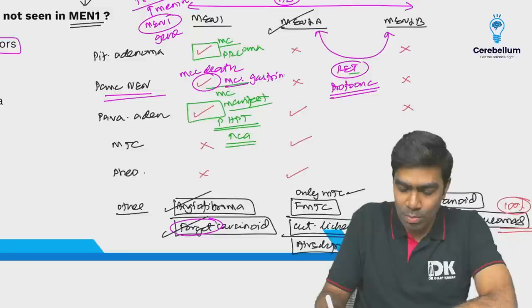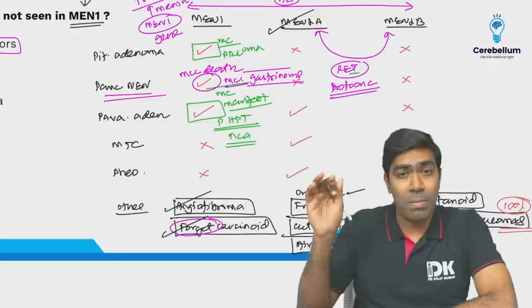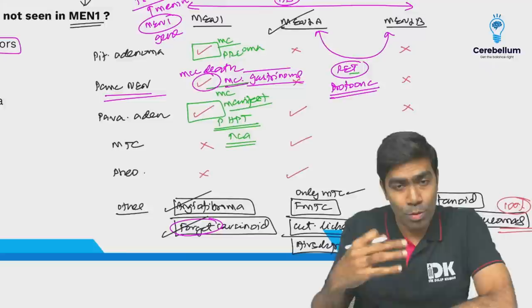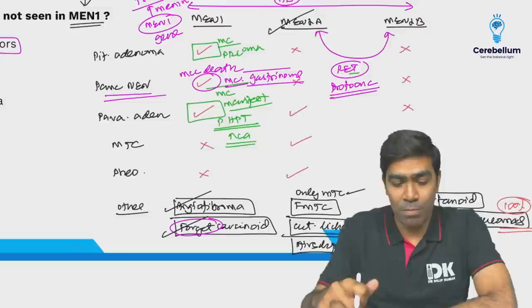Okay, I'll repeat. The most common manifestation of MEN 1 is pituitary adenoma causing hypercalcemia. The most common pituitary tumor is prolactinoma. The most common cause of death in MEN 1 syndrome is pancreatic neuroendocrine neoplasm. And the most common type of pancreatic neuroendocrine neoplasm in MEN 1 is gastrinoma, causing Zollinger-Ellison syndrome.